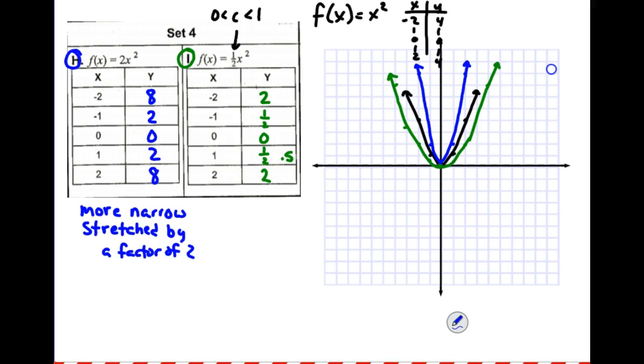Has it really changed its position? No, because it's like this anchor. The anchor, the vertex, is still there in the same spot. There's no reflection. There's no movement. It's a stretch. Or in the case of the 1/2, where the number is between 0 and 1, then we have it's wider. The graph is wider. It has been compressed. Compressed by a factor of 2.